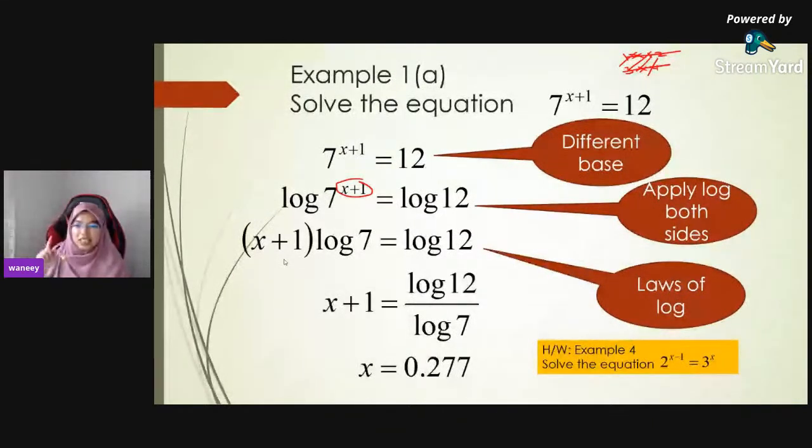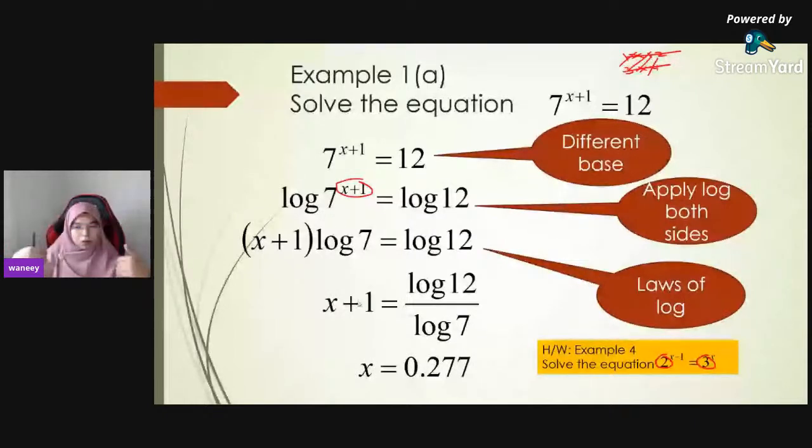Okay, so now I give you one homework. This is example 4. We have to solve the equation of 2 to the power of x minus 1 equal to 3 to the power of x. As you can see, we don't have a common base because this is 2, this is 3. So we have a different base. You're going to apply the same thing over here. Apply log on both sides. Log or ln doesn't really matter as long as both of them are log.